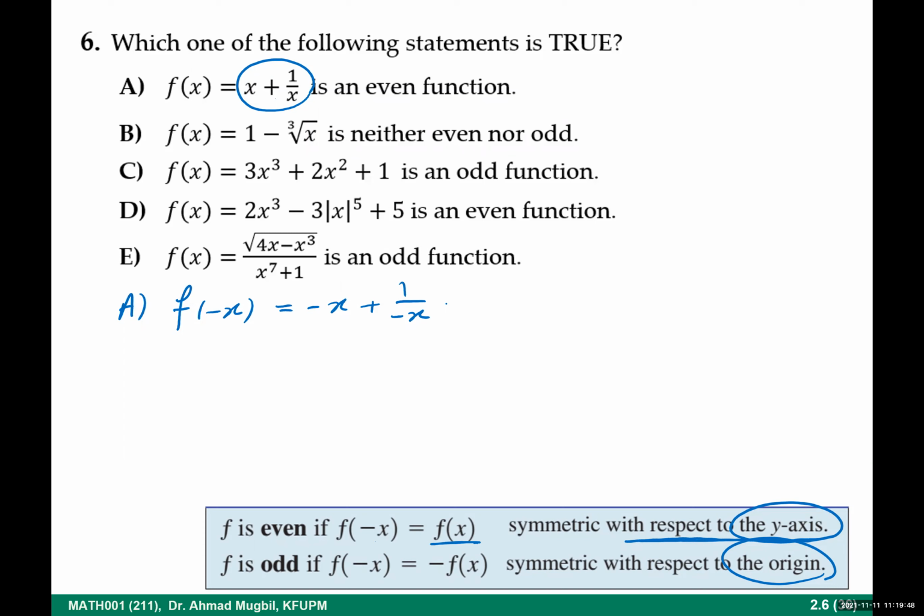How to know? You need to take the negative as a common factor. So here you will have x, here you will have negative, it will be positive back, and this is of course negative. This is now the original one. So this is negative f of x. So what can we say about this one? Odd. Since it is odd, this is wrong. So this is false because it is odd, not even.